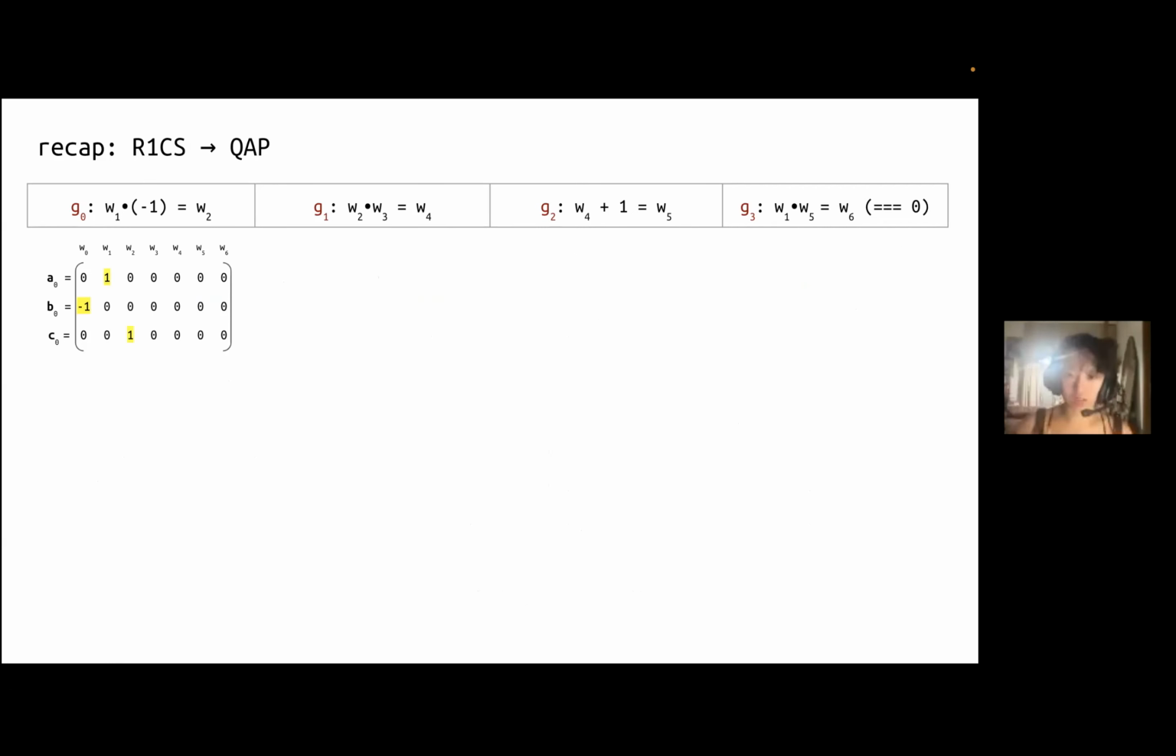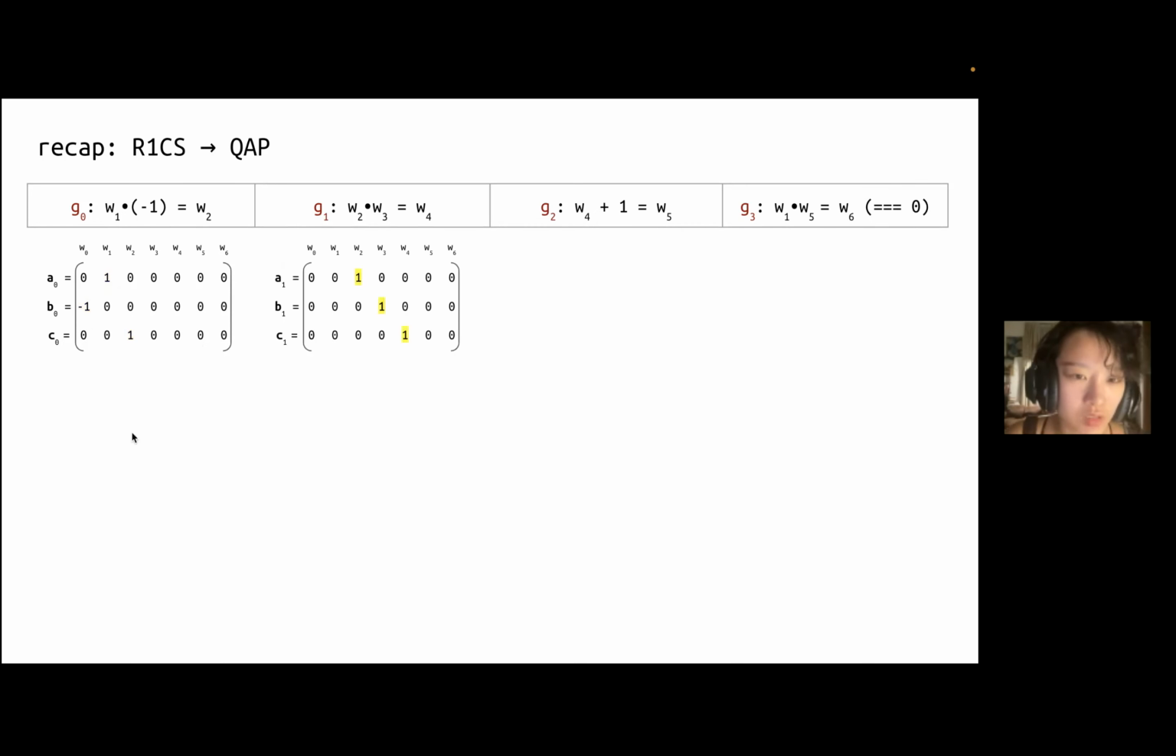How we get the R1CS into the QAP is, first of all, we lay out all the wires, and for each gate, we lay out the left, right, and output variables, and we mark which wires are involved in the left, right, and output variables. So for gate 0, the left input is wire 1, the right input is a constant, -1, and the output is wire 2. And we do this for every gate.